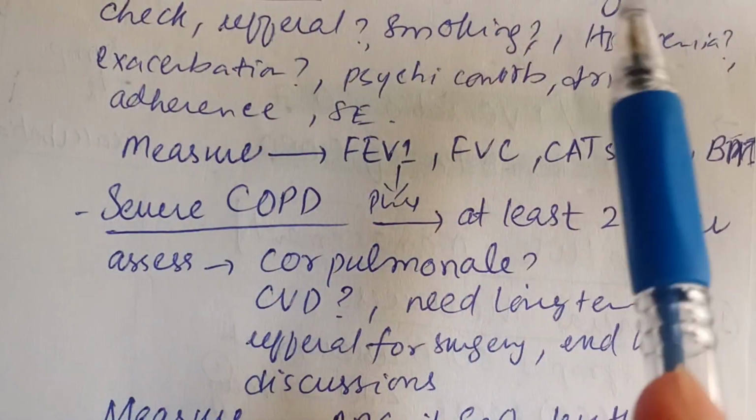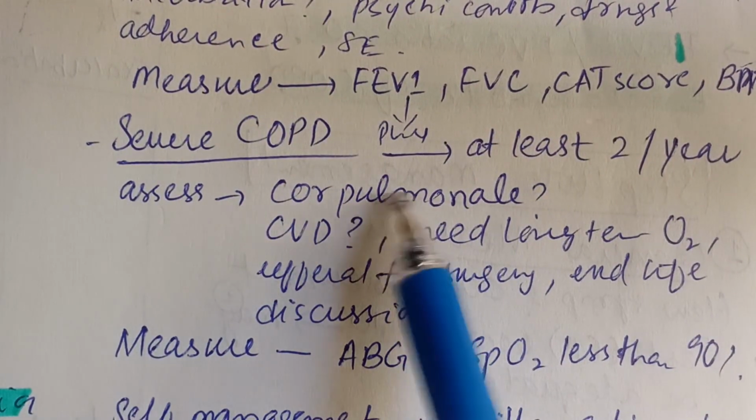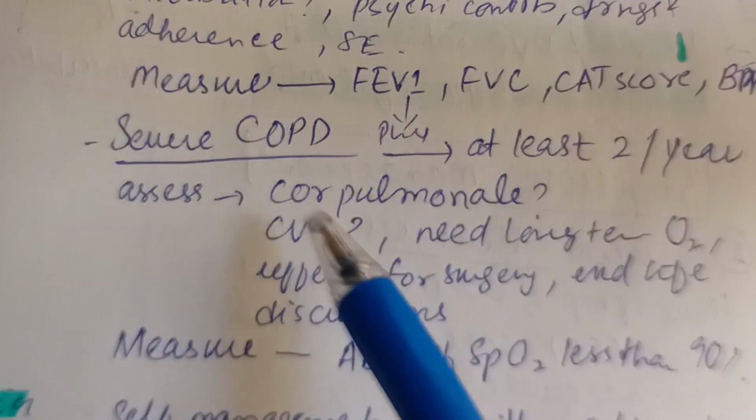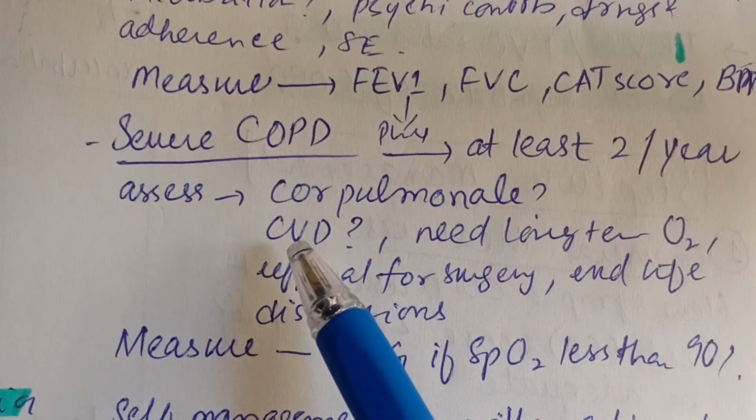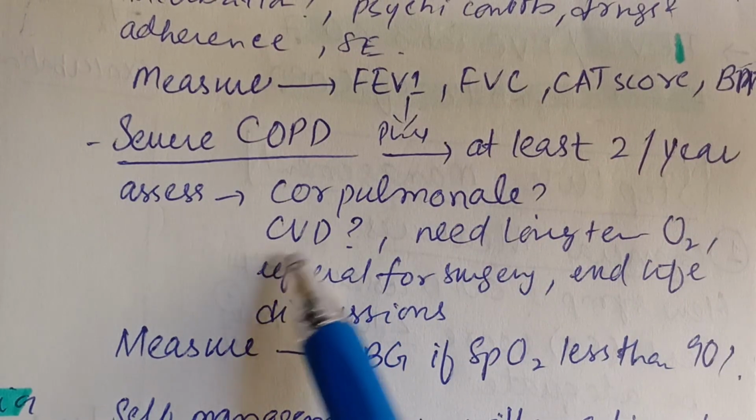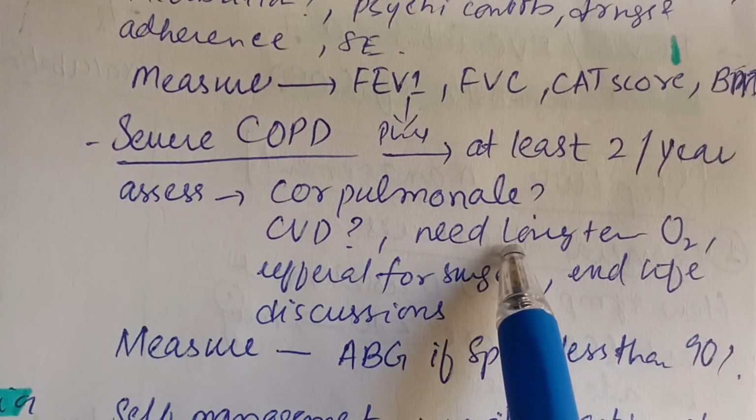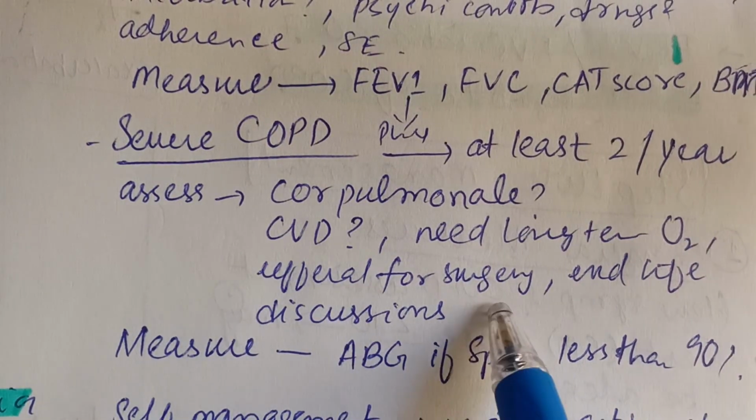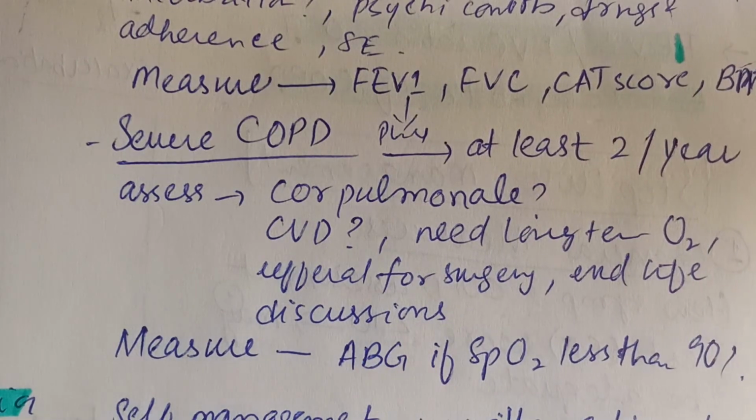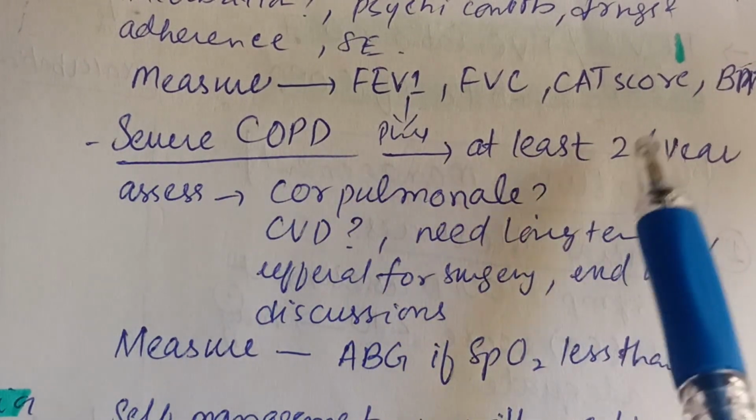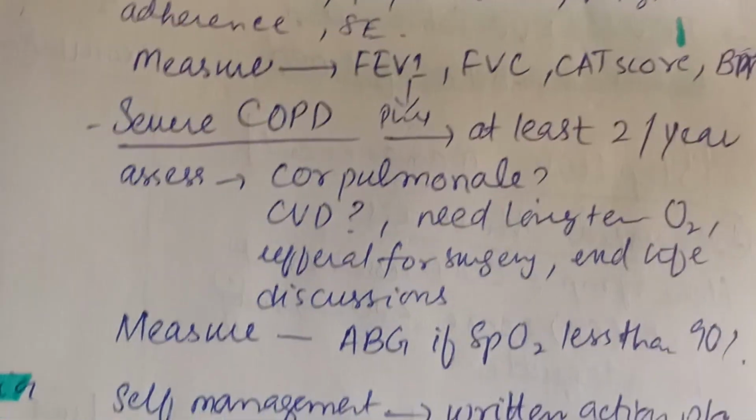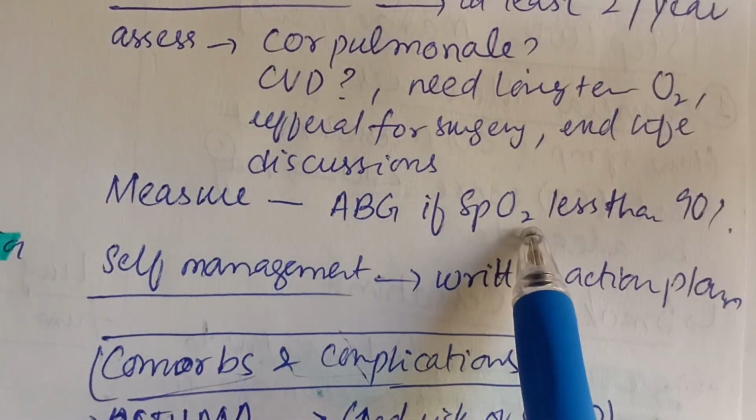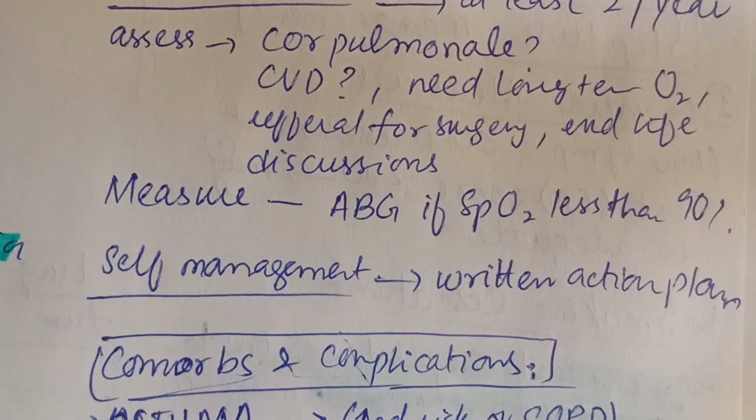And if the patient has severe COPD, we are going to test all of the above, plus we have to assess the complications of COPD. That can be cor pulmonale, any cardiovascular disease. If the patient needs long-term oxygen therapy, referral for surgery, and end-of-life discussions. And for severe COPD, the review is at least 2 times per year. And in case of severe COPD, we are going to measure ABG if the oxygen saturation is less than 90%.